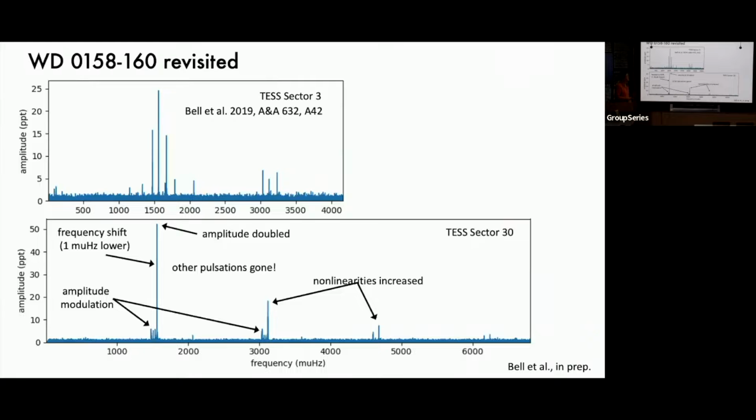This main signal amplitude has doubled. It has shifted in frequency by a significant amount to be 1 microhertz lower than it was before. That's about 1,000 sigma difference. There are all these harmonics present that weren't all there before. They've increased in their relative amplitudes, showing that the nonlinear behavior in response to the pulsations has increased. The other pulsations that were here, they're gone now for the most part. This might be one, but for the most part, they're gone.